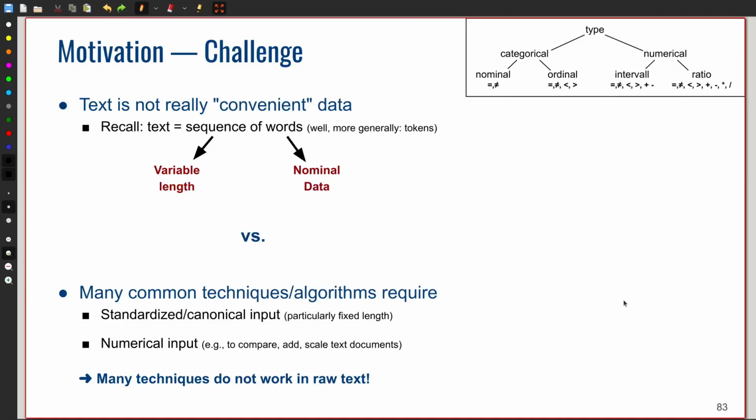If we take a step back, then it turns out that in the context of processing and analysis, text is not really convenient data. Because if you consider text as a sequence of words, then we have two important characteristics. Firstly, we have a variable length, which is obvious because sentences, of course, have different lengths. But also here we deal with nominal data, which simply means that words are basically just labels.